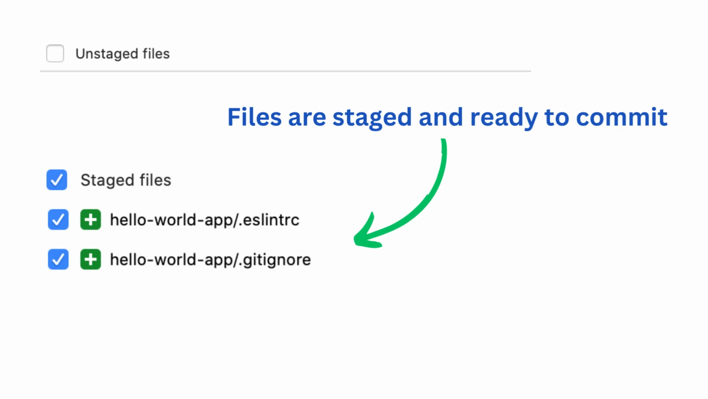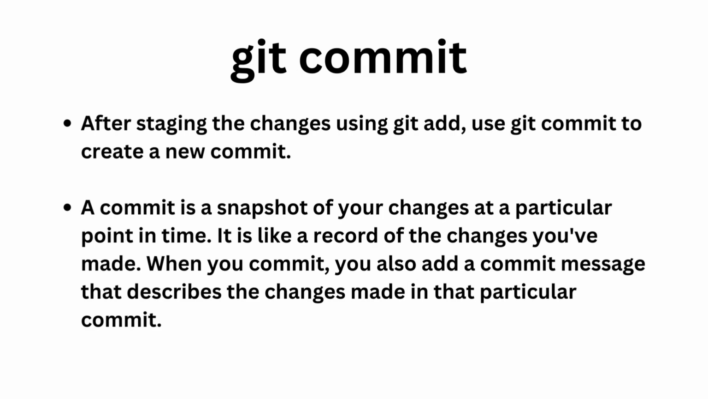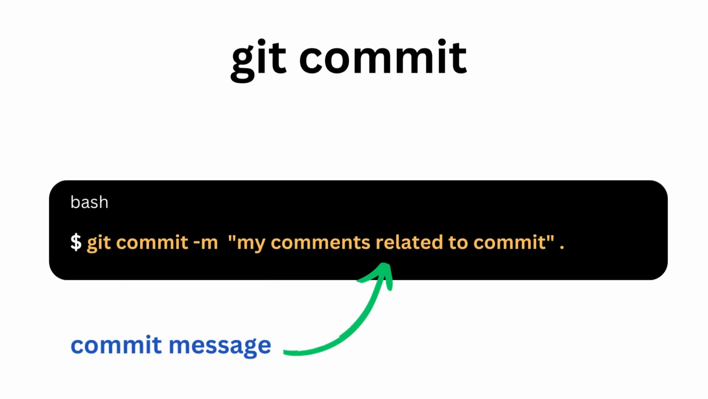After staging the changes using git add, use the git commit command to create a new commit. A commit is a snapshot of your changes at a particular point in time. It is like a record of the changes you have made. When you commit, you also add a commit message that describes the changes made in that particular commit.